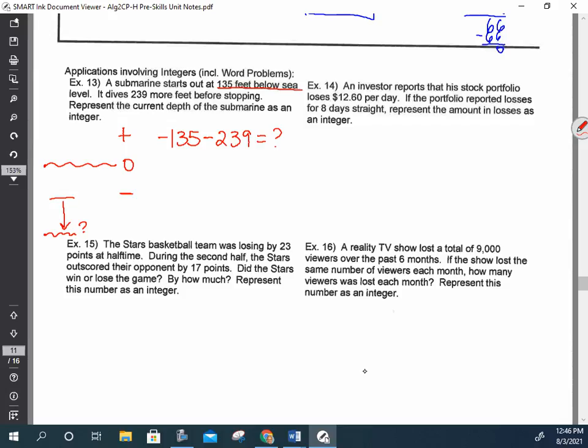So to solve this problem, we follow our rules for subtraction. Keep the first number, change subtraction to addition, then change 239 to its opposite.